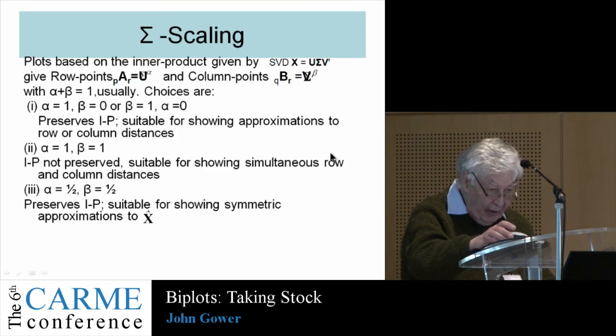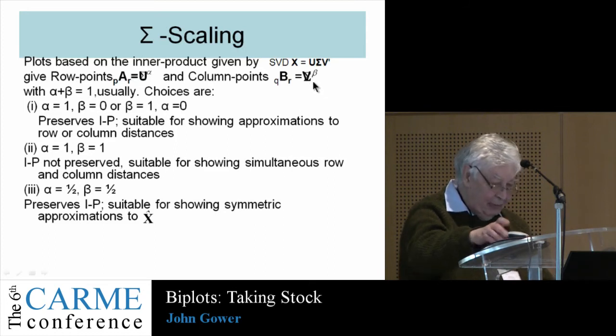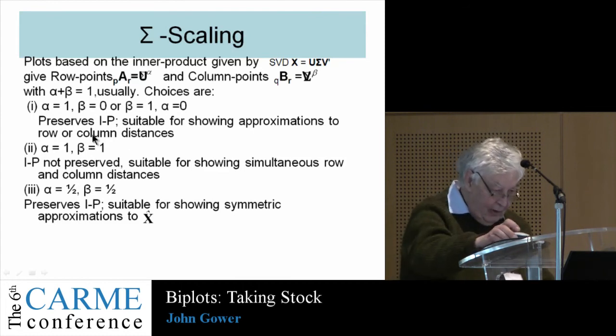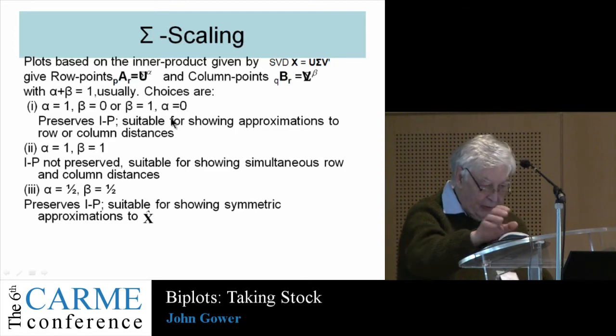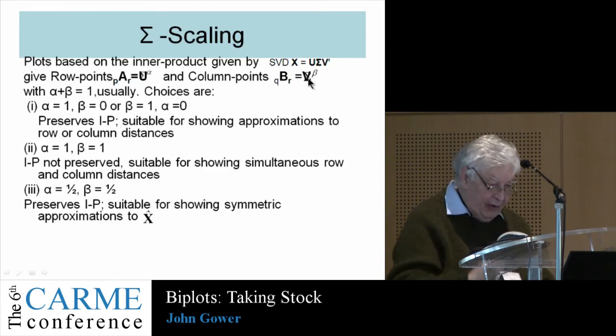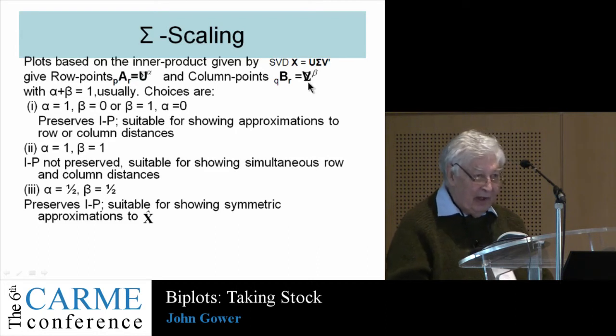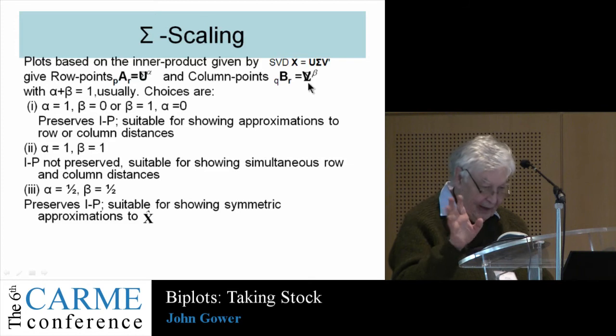You can do it the other way round, and if your background is more in factor analysis than principal components analysis, you may well use the beta equals 1, alpha equals 0 option, in which case you get v sigma, and the inner product of v sigma with itself, of course, approximates the covariance or correlation matrix. And if that is what you want to approximate, that kind of scaling is better.